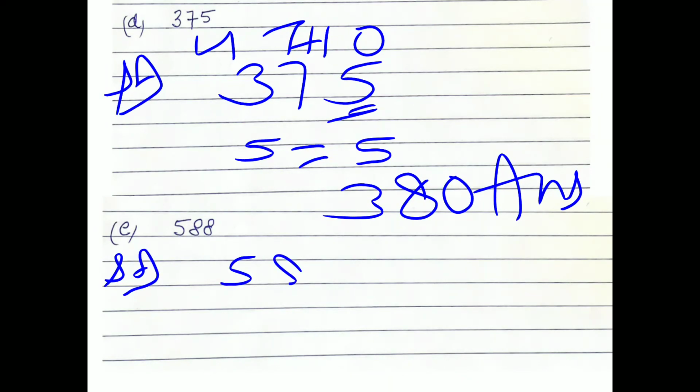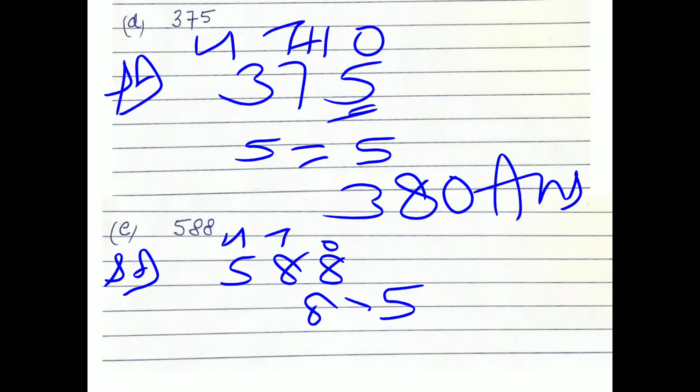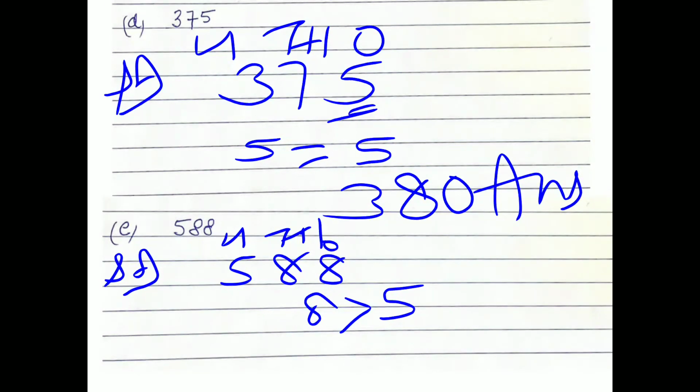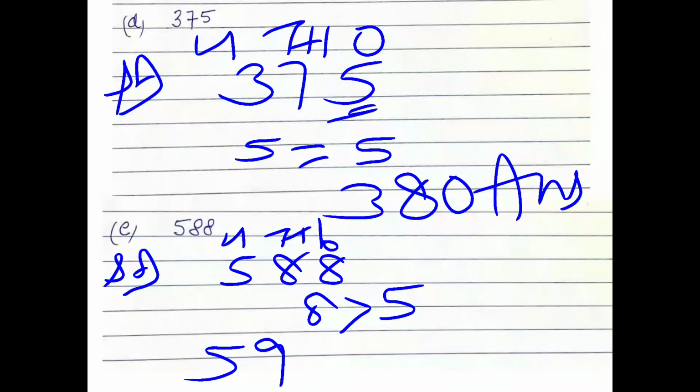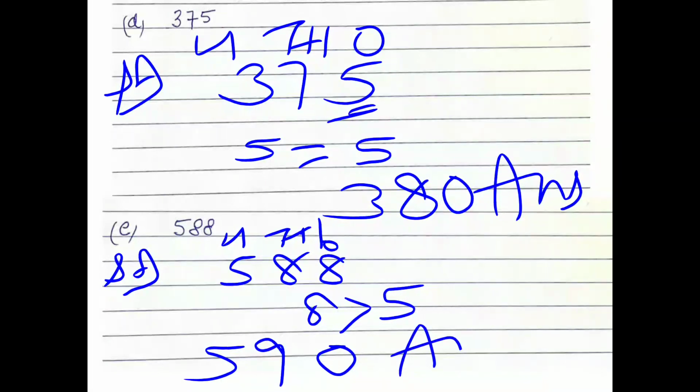5, 8, 8. Ones, tens, 100. Now 8 you have to compare with 5. Your digit is greater. So what do you do? You will add 1 on the tens place. So 5 will come as it is. 8 plus 1 is 9 and the underlined digit 8 becomes 0. So your answer is 590. Clear?